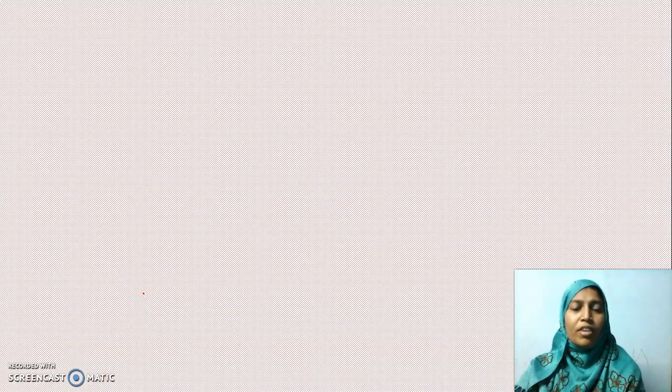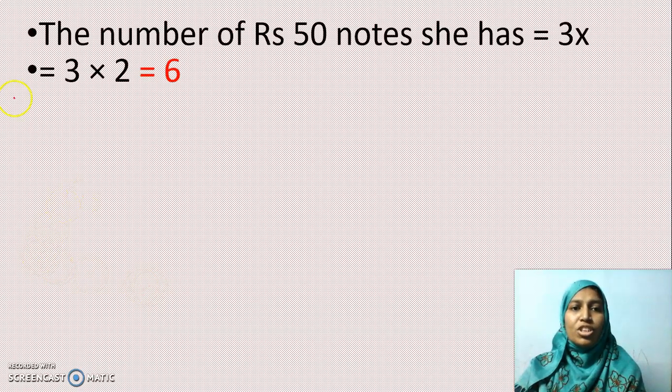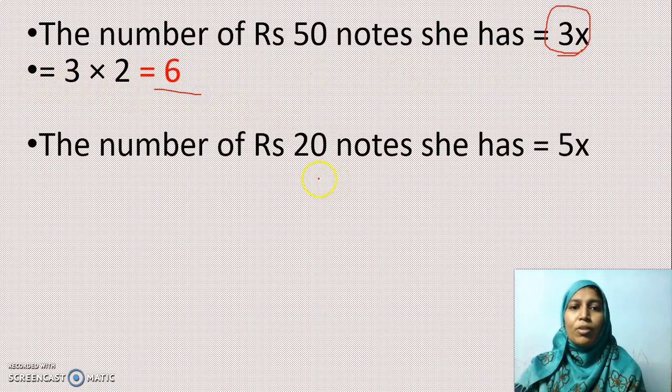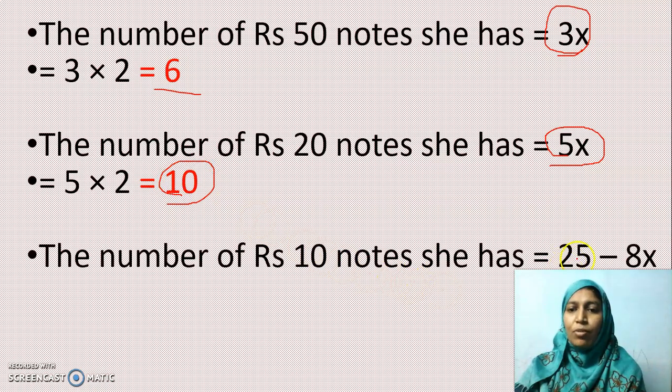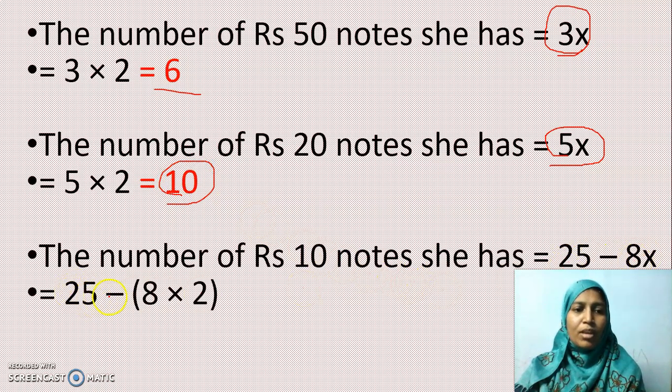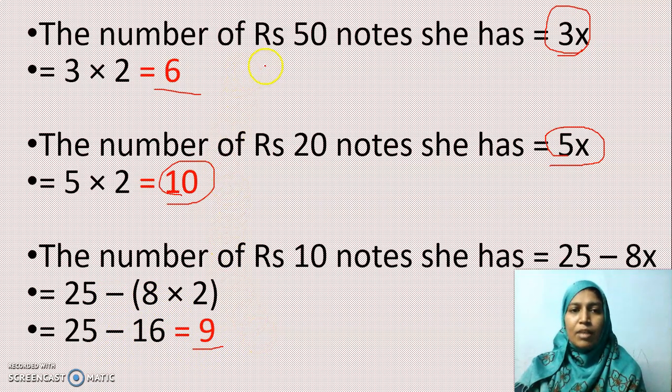And this is where we should not stop. We have to find how many notes she had. She had 3x 50 rupee notes. So 3 2s are 6 notes. How many 20 rupee notes did she have? 5x. So 5 into 2, 10. Then how many 10 rupee notes did she have? 25 minus 8x. 25 minus 8x is 9. So we get 9 notes. So this is how you have to find the answer. Is it clear, my dear children?